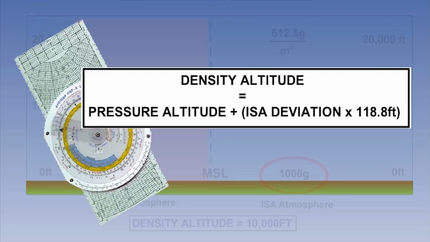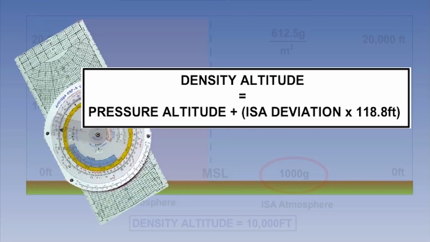This formula states that for every 1 degree Celsius away from ISA, depending on whether the deviation from ISA is positive or negative, you add or subtract 118.8 feet to your pressure altitude to find your density altitude.